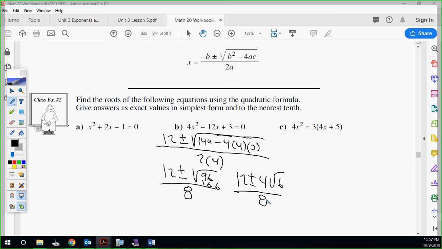Now, you can even write this. If it bothers you, you can write it like this. You can break it up if you want. That doesn't bother me. It's up to you. So you maybe see a little better. Okay, but 12 over 8 is 3 over 2. 4 over 8 is 1 over 2. And you have a root 6. That's your simplified exact answer.